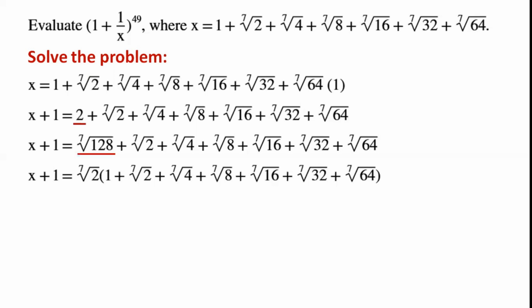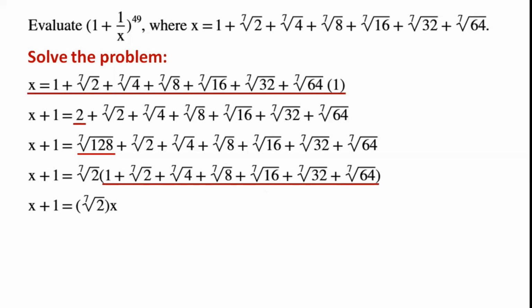So we can now write the 7th root of 2 times this numerical expression. From 1, we know that this numerical expression equals x. Since x doesn't equal 0, x plus 1 over x equals the 7th root of 2.